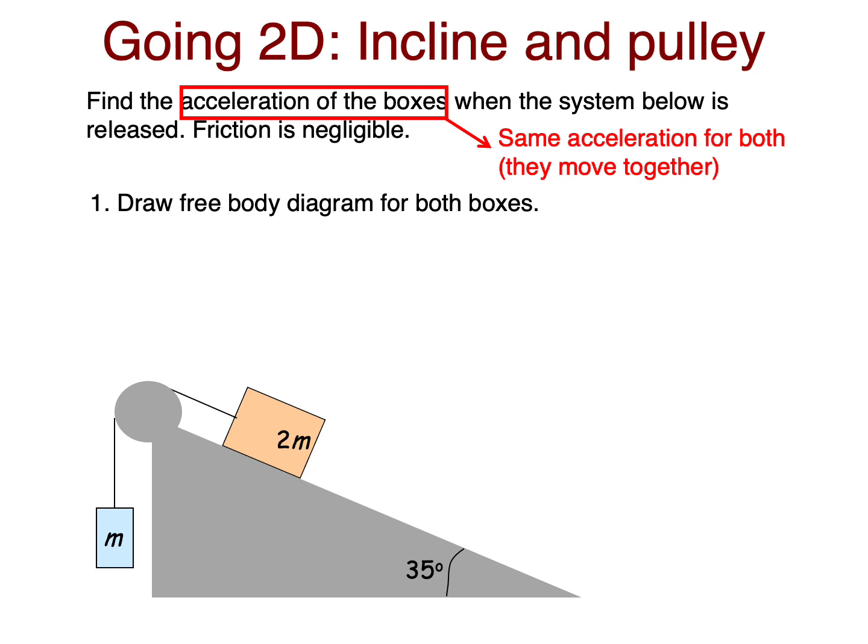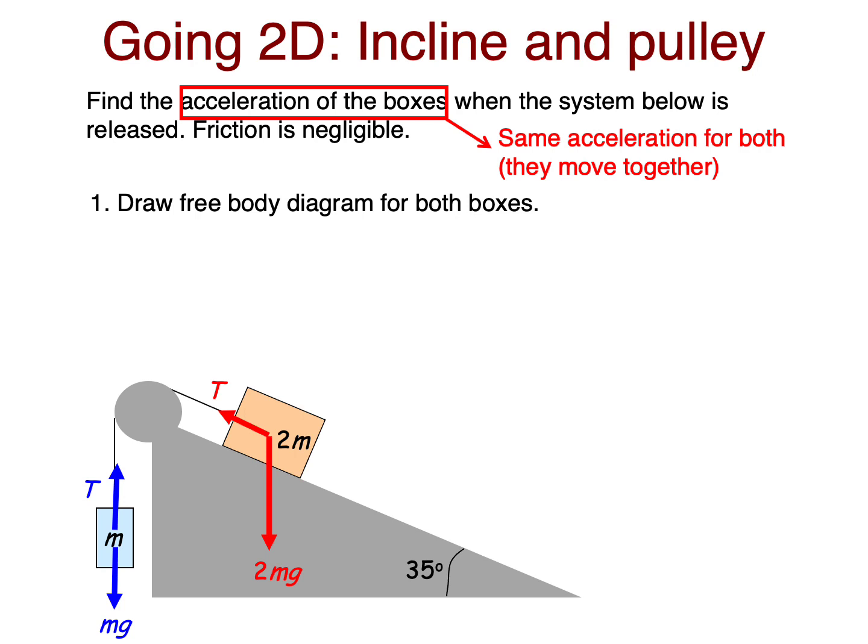And the first step, of course, is to draw free body diagrams for both of the boxes. Well, for each of the boxes, one of the forces acting on the boxes is gravity. So in the case of the blue box, we have mg pointing straight down. And in the case of the beige box, with mass 2m, we have 2mg pointing down.